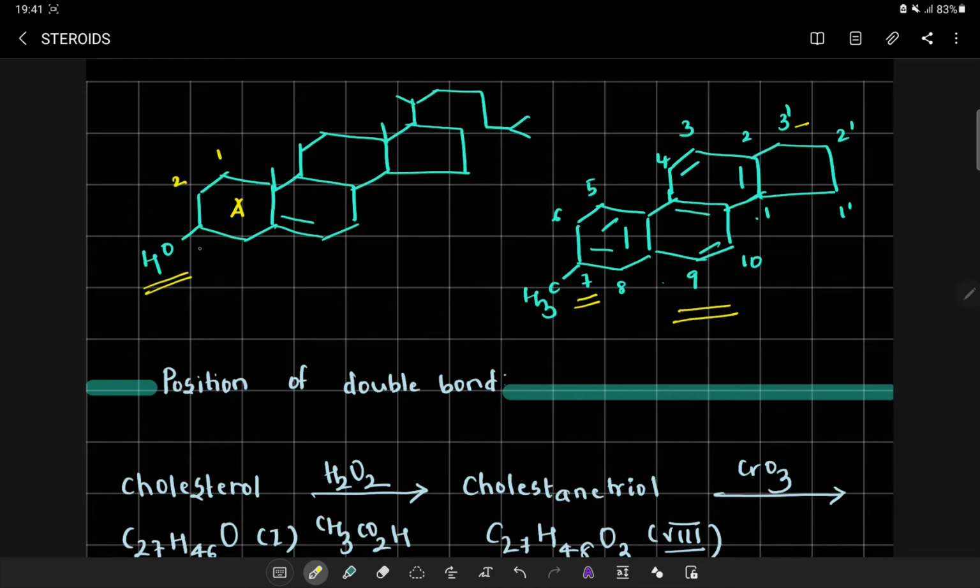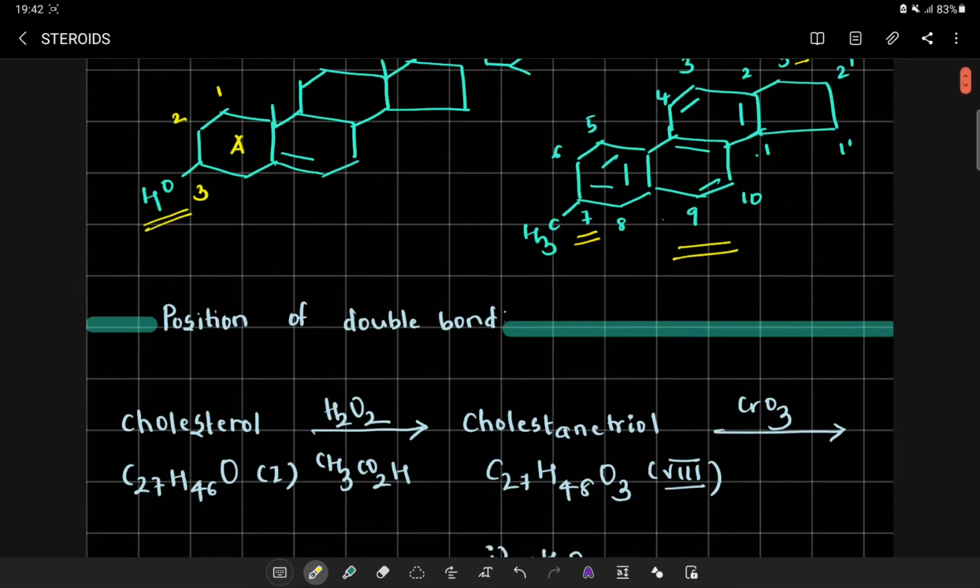So hence 1, 2, 3, this position corresponds to the 7th position in 3-7 cyclopentano perhydrophenanthrene, finally establishing that OH is present in ring A.